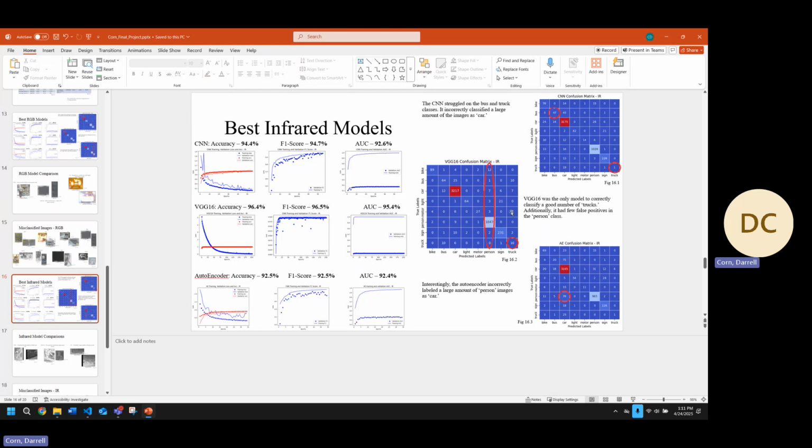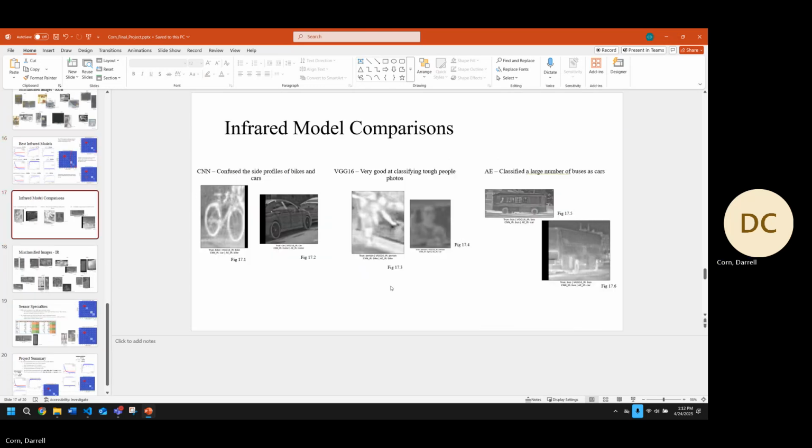And it also did very well on the person class as opposed to the other two, which had way more false positives. And the autoencoder interestingly labeled a large amount of person images as cars, which the other two did not do. It's kind of interesting.